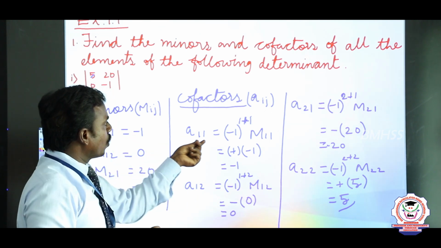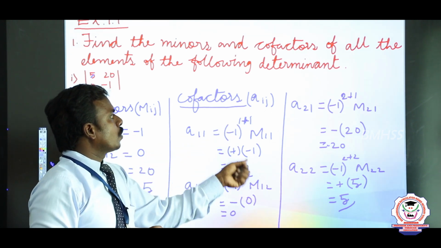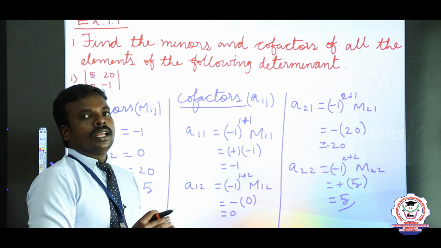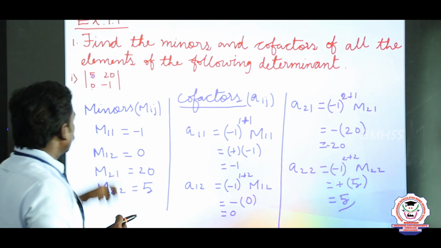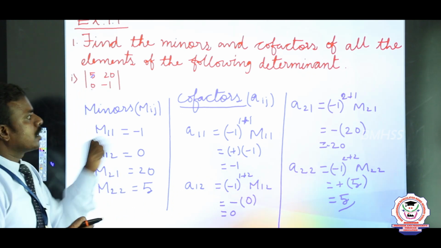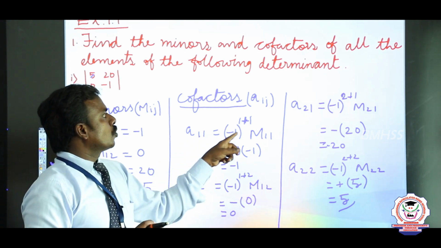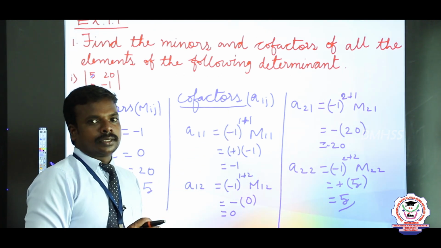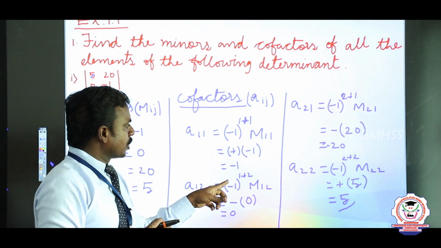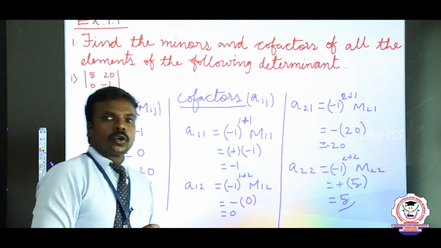So the same thing: A11 is minus 1 whole power 1 plus 1 into M11. M11 is the minor value of the first row, first column, which is minus 1. Minus 1 whole power 2 is plus, because minus 1 whole square is plus, and plus times minus 1 gives minus 1. Again the same thing, we will get the cofactor values.